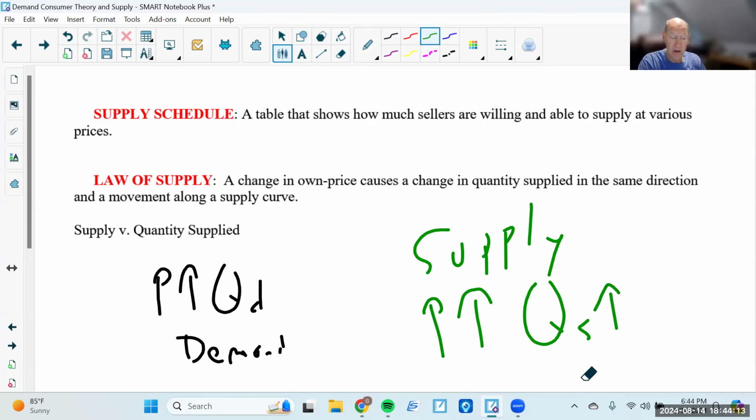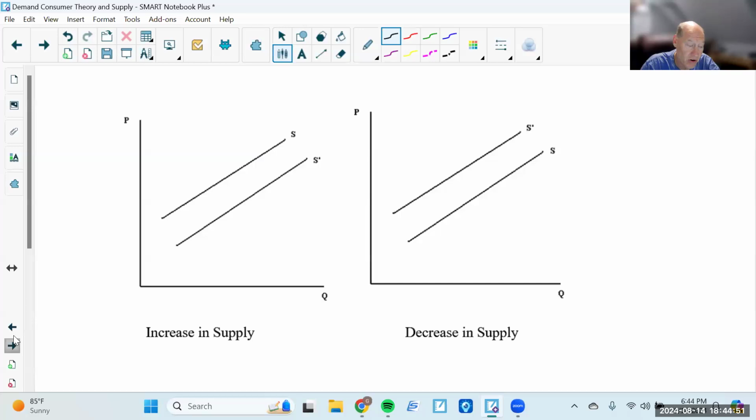Remember, we're not saying supply goes up. We're saying when the price goes up, the quantity supplied goes up. Just like here on the demand curve, when the price goes up, the quantity demanded goes down. That's the law of demand over here versus the law of supply over here. Supply, direct relationship between price and quantity. Demand, indirect relationship between price and quantity. Just like demand, there's a big difference between supply and quantity supplied, just like there's a big difference between demand and quantity demanded. A specific point on the curve is quantity supplied.